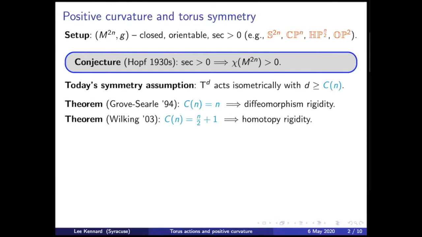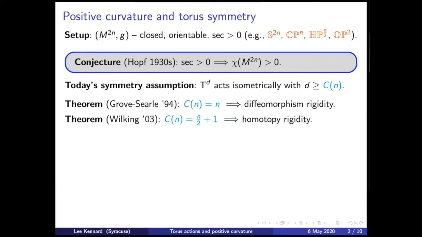A while later, Wilking has a paper in 2003 where he basically cuts this symmetry assumption in half. It's unknown whether you can still recover diffeomorphism rigidity in this case. However, it's significant because he can still recover homotopy rigidity. And he gets a little bit more, but in particular, he shows that the manifold is homotopy equivalent to one of the first three examples. The quaternionic projective space, it turns out, has exactly this much torus symmetry. And so that's added to the list.